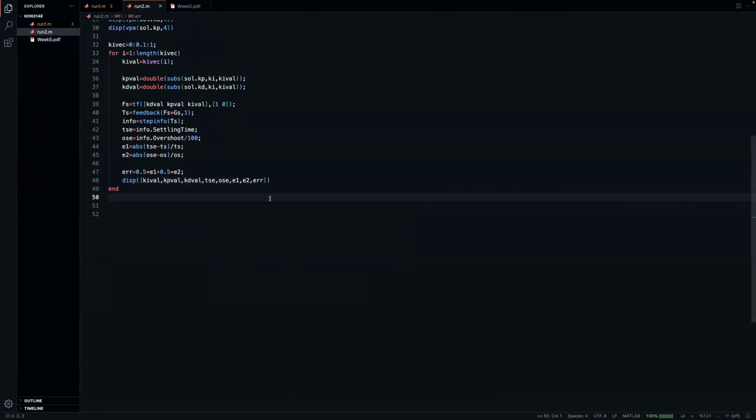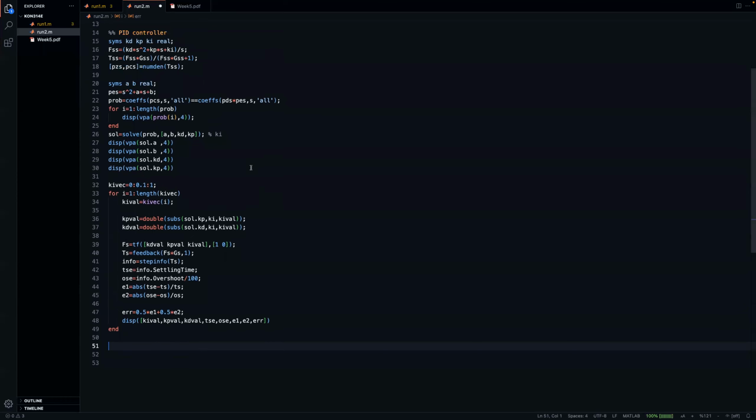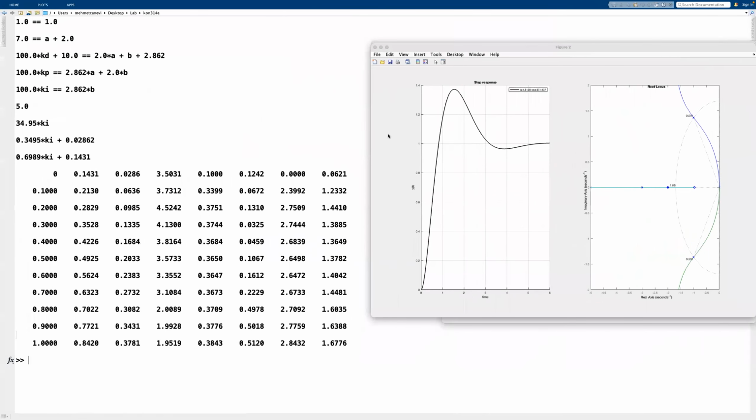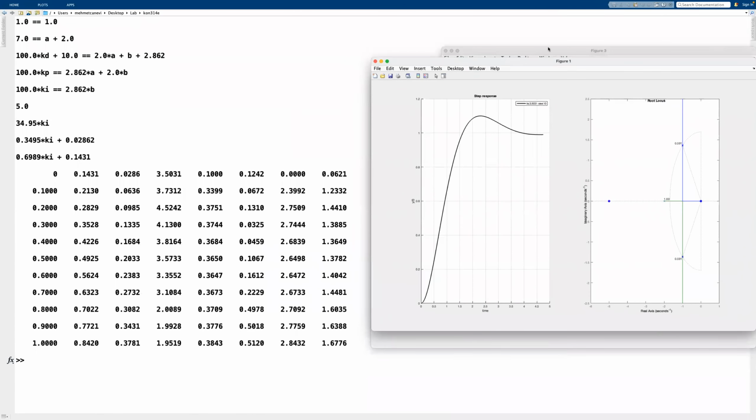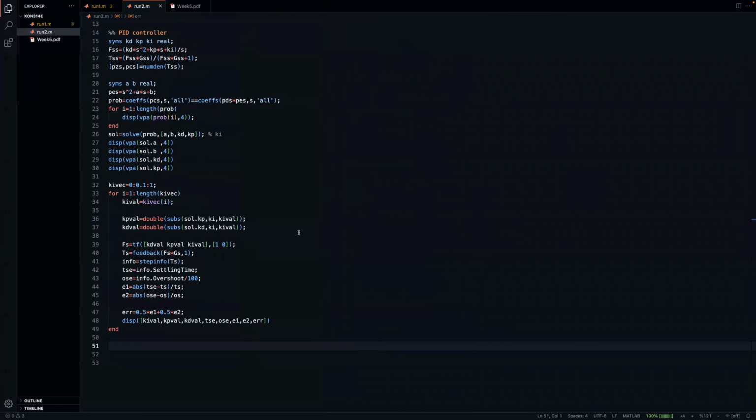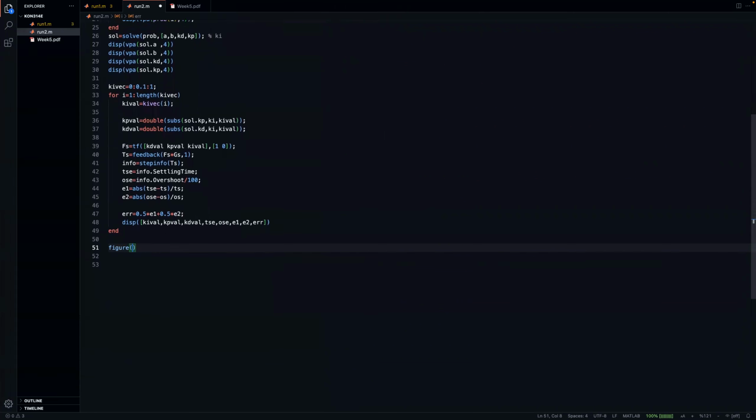And what I can do is I can just come up with another plot. How many do we have? I don't know, 2, 1, 3. So I guess 4. So figure 4 can show us basically a plot of KI vec, the first column, and then maybe the last column.